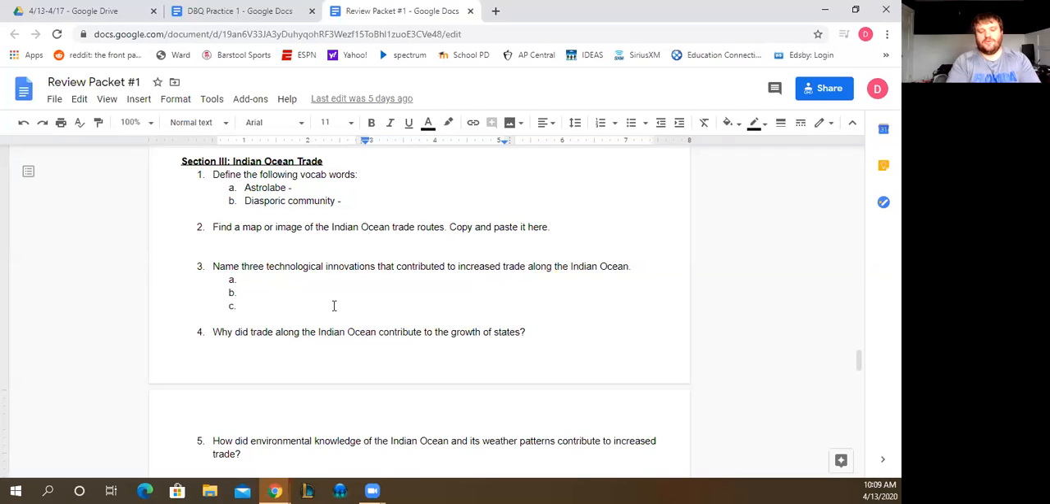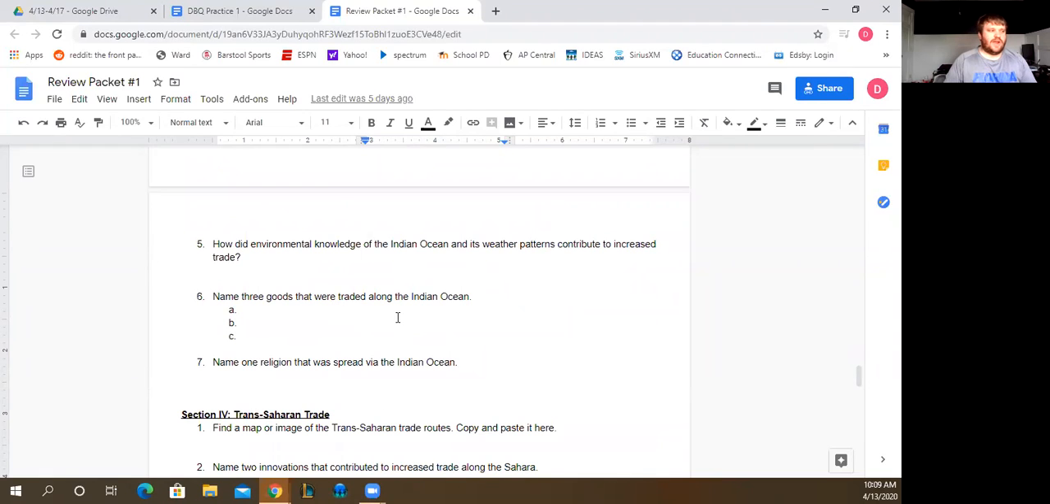There are major technological innovations that occur here. If Trey is in the room, he will tell you it is the lateen sail. He knows this. But it's also things like the compass, the astrolabe, major innovations that allow people to know where they are going when they cannot see any land, right? Traveling from one part of the ocean to the other requires a lot of knowing which direction you're going and being able to rely on it.